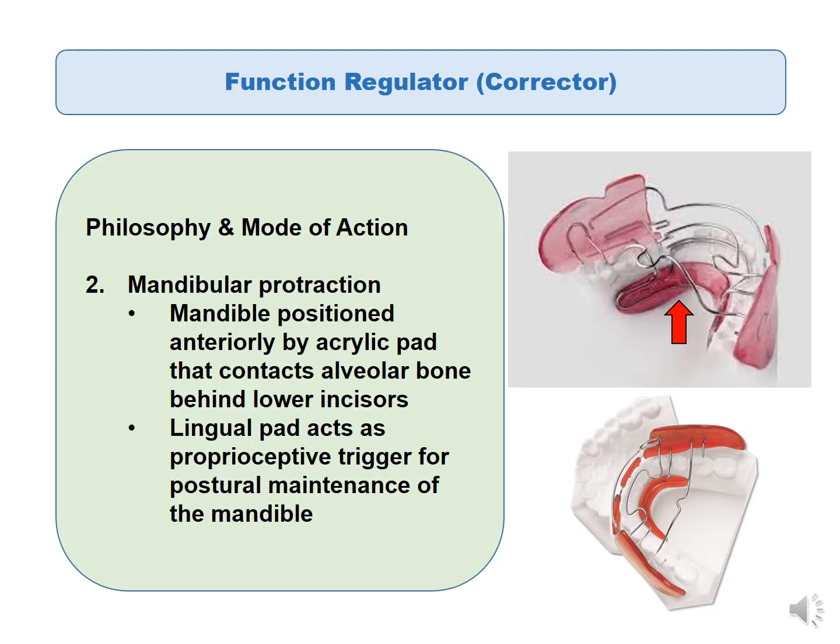Now the second mode of action is by way of mandibular protraction. The mandible is positioned anteriorly by the acrylic plate that contacts the alveolar bone behind the lower incisors. Now the lingual pad also acts as a proprioceptive receptor for the postural maintenance of the mandible.